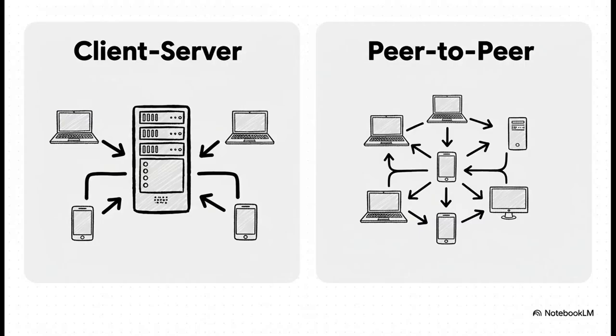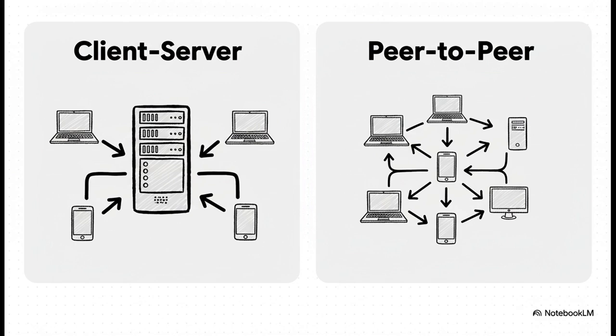The first one is the classic, the one you're probably most familiar with, the client-server model. Think of it just like a restaurant. You've got one central kitchen, that's the server, it's always on and it has a permanent address. Then you have all the diners, those are the clients, who show up whenever they want. The diners talk to the kitchen, but they don't really talk to each other. Web browsing works exactly like this.